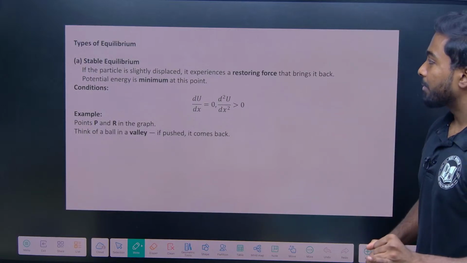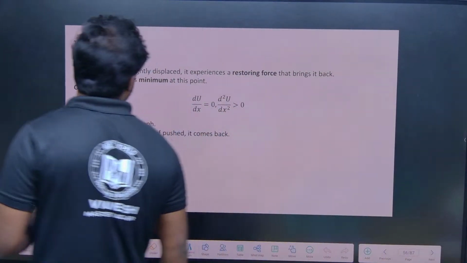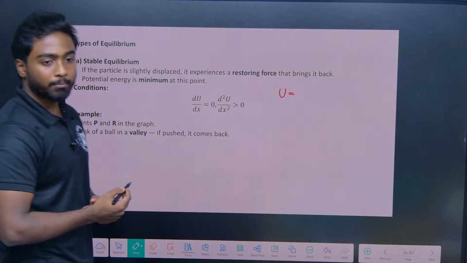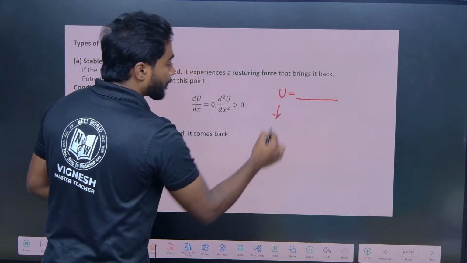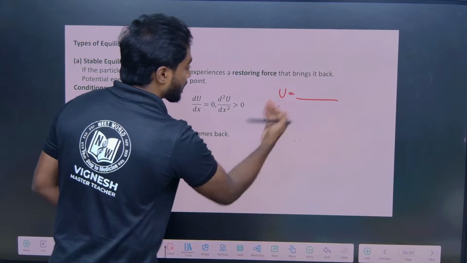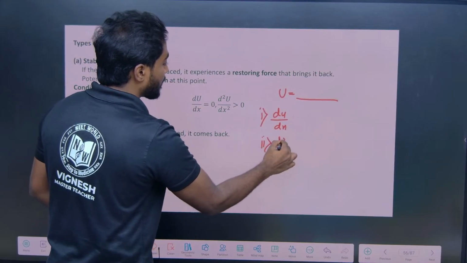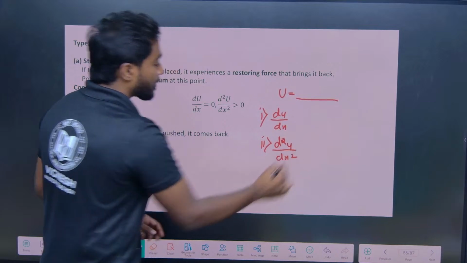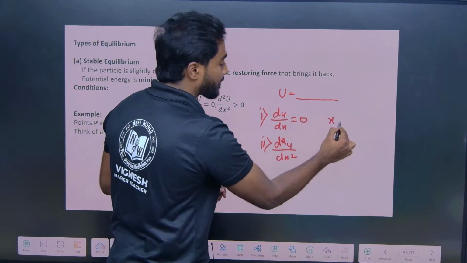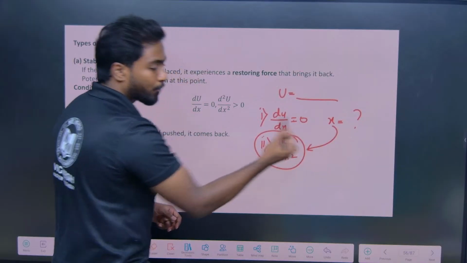Stable equilibrium, unstable equilibrium, neutral equilibrium. First one is stable equilibrium. The steps I have told now: if U, the potential, is given, I need to differentiate. First step is dU by dx, equate it to 0 and get the value of x. Second step is d square U by dx square, where I substitute the value of x.